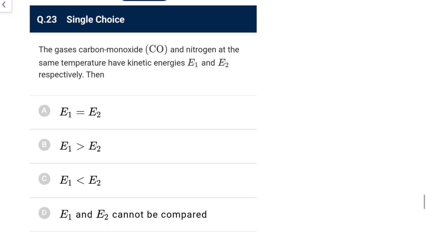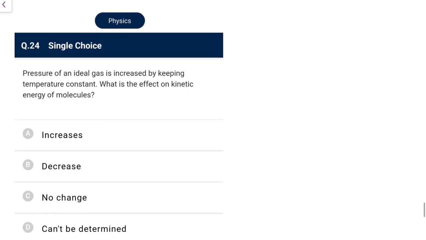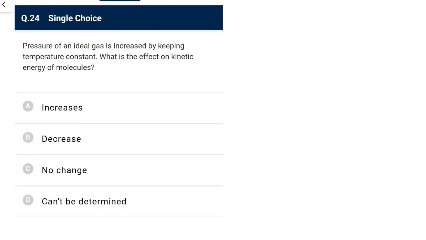Now next, the gases carbon monoxide and nitrogen at the same temperature have kinetic energies E1, E2 respectively then. So carbon monoxide and nitrogen, both are diatomic, so both have same degree of freedom and temperature is same, so energy will be same. So that's an easy one for you. Next one, pressure of an ideal gas is increased by keeping temperature constant. What is the effect on kinetic energy of molecules? So you know, kinetic energy of molecules depends only on temperature, so that is going to remain the same.